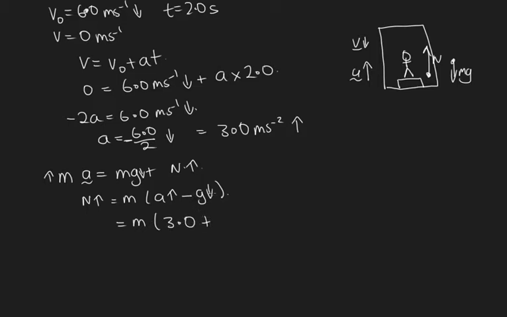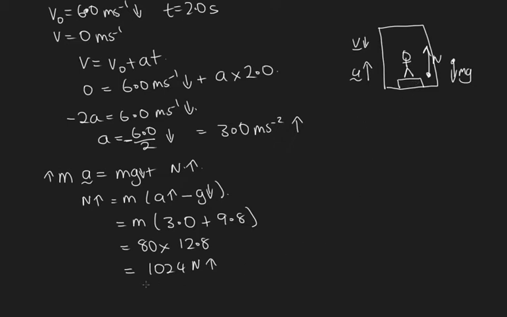plus, because this is a downwards, we're going to change it to an upwards, 9.8, and that gets rid of the negative sign, and so substituting in 80, so we've got 80 times 3 plus 9.8, which is 12.8, we end up with 1024 newtons upwards is the normal force provided by these scales.